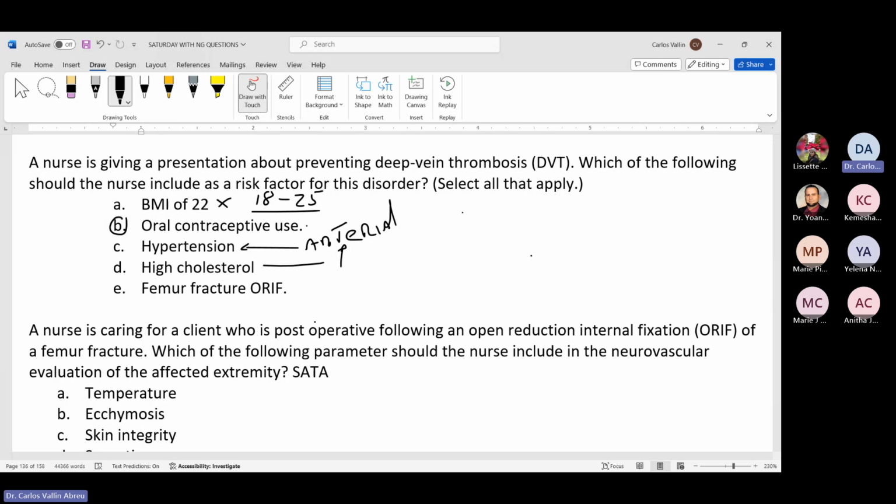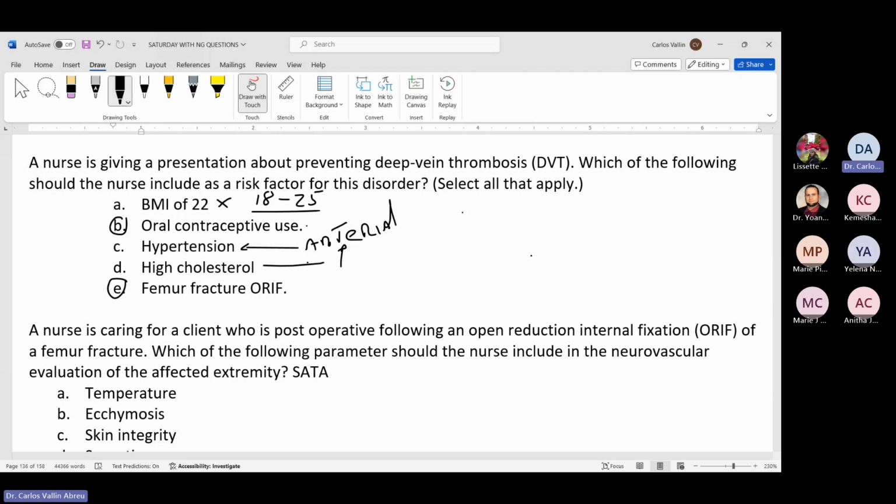Femur fractures and open reduction with internal fixation, of course, that is a risk factor. The orthopedic surgery, any surgery that requires you to be under anesthesia, immobile for a while, and then trauma in the area of the deep veins of the legs, that is the ORIF, because a femur fracture is a super risk factor for deep vein thrombosis.